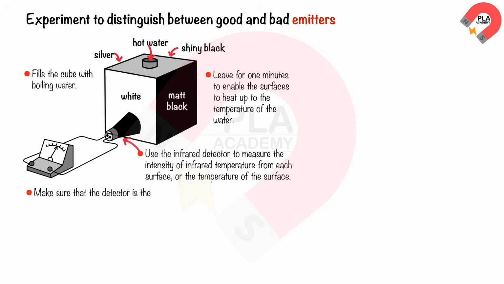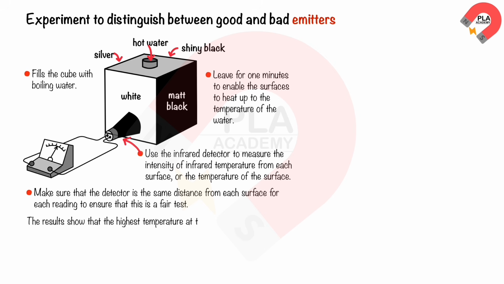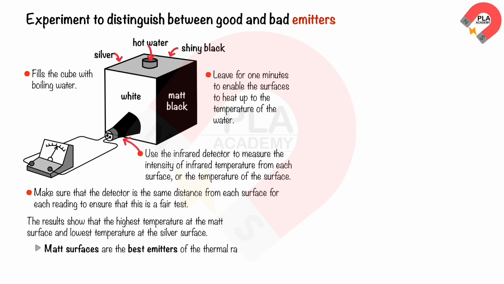Make sure that the detector is the same distance from each surface for each reading to ensure that this is a fair test. The results show the highest temperature at the matte surface and the lowest temperature at the silver surface. Therefore, matte surfaces are the best emitters of thermal radiation. Silver surfaces are the worst emitters of thermal radiation.